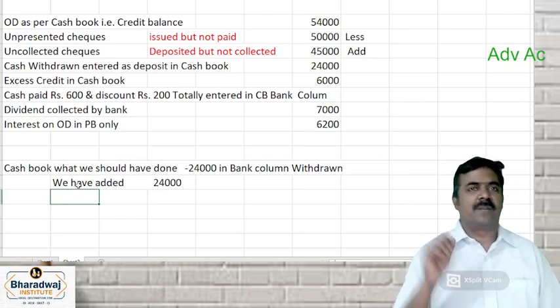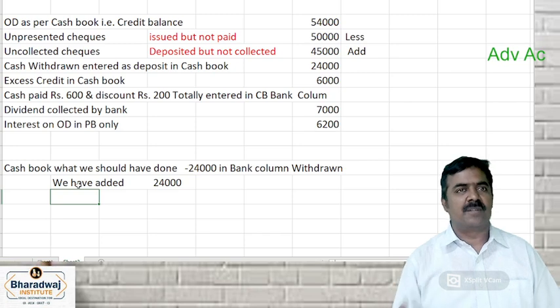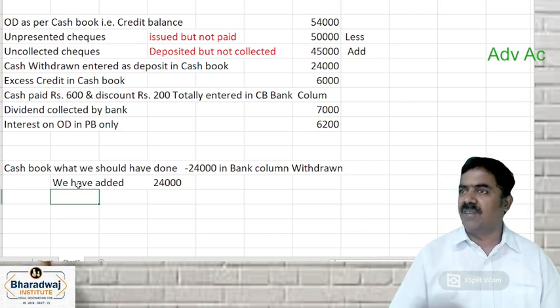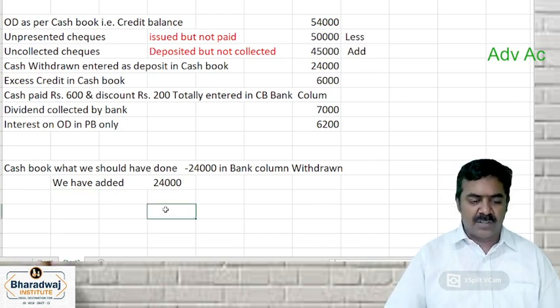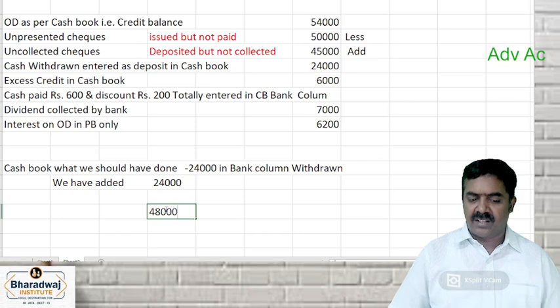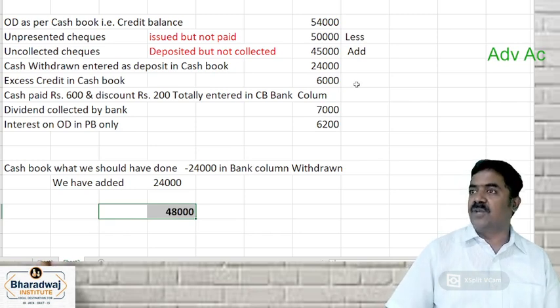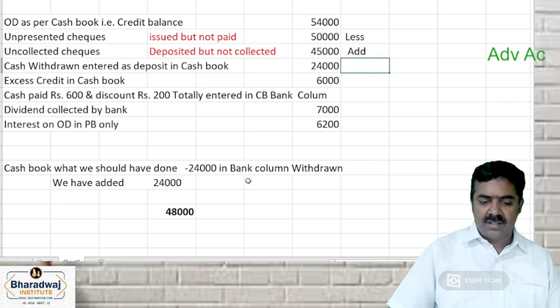Bank, when the money is withdrawn, the bank would reduce it. But what have we done wrongly? Customer, what we have done? We have added. So how much difference will there be? 48,000 difference. We should reduce 48,000. Okay.